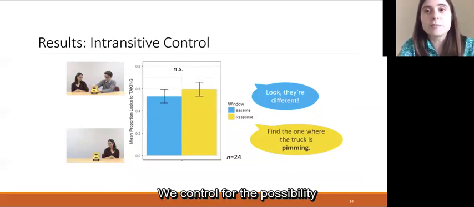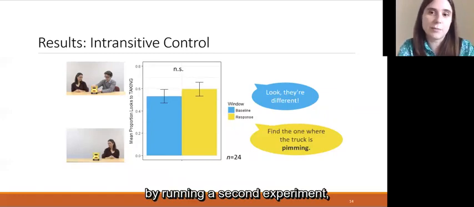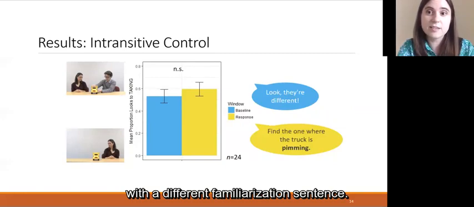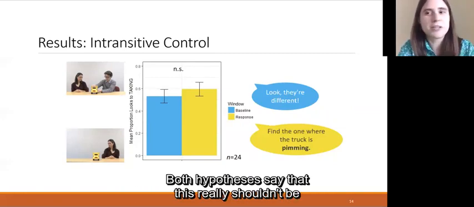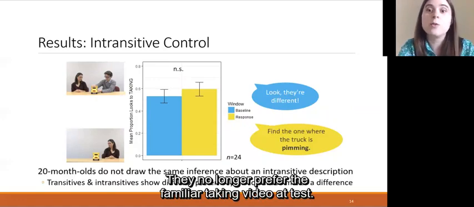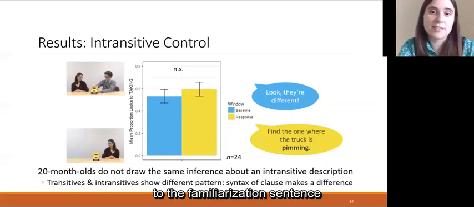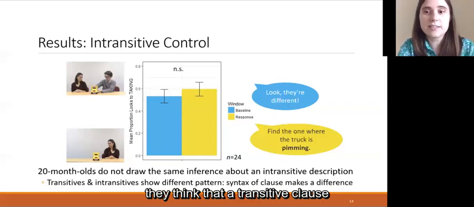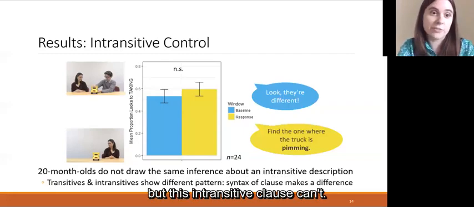We controlled for the possibility that this was just a bias for the familiar video by running a second experiment with a different familiarization sentence, "the truck is pimming." Both hypotheses say that this really shouldn't be a good description of a three-participant taking, and it turns out that infants agree. They no longer prefer the familiar taking video at test. So this means that they're paying attention to the familiarization sentence when they're hearing this new verb. They think that a transitive clause can link in the right way to their taking representation, but this intransitive clause can't.